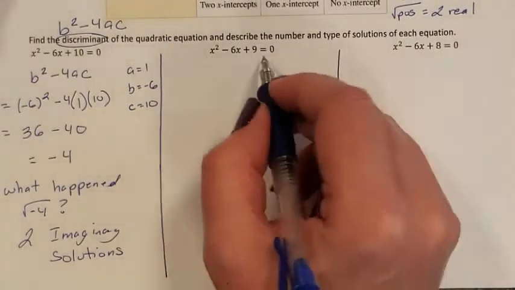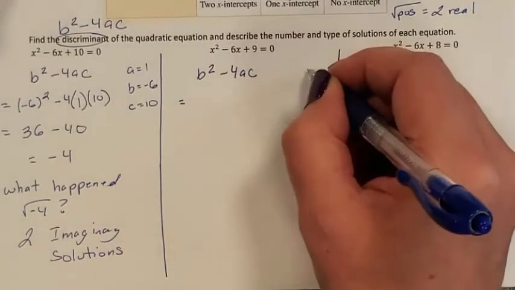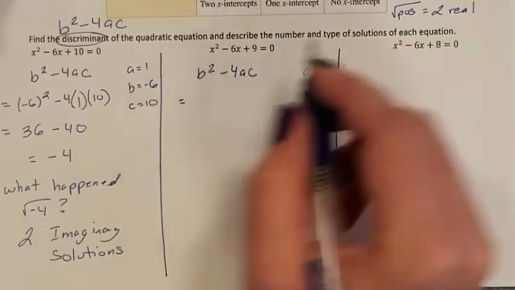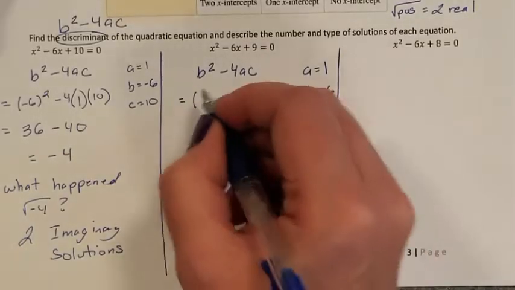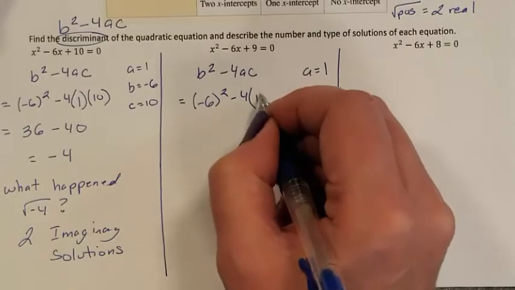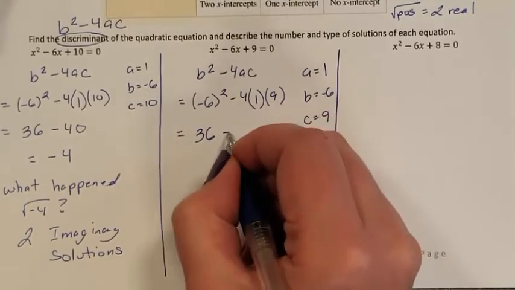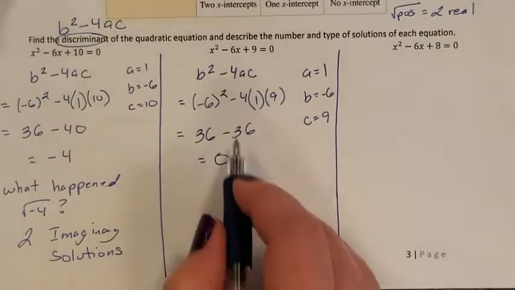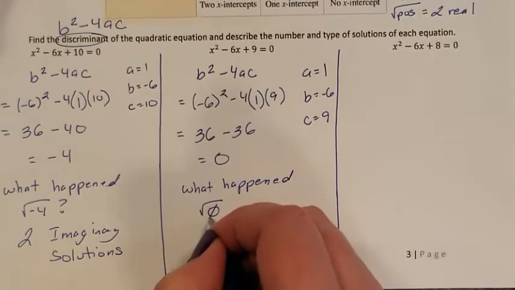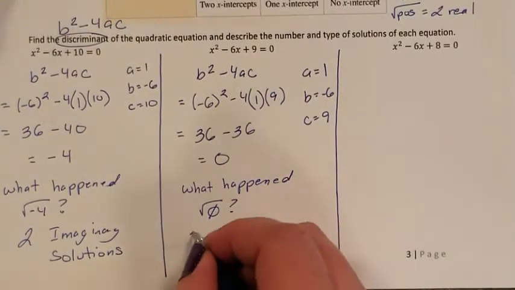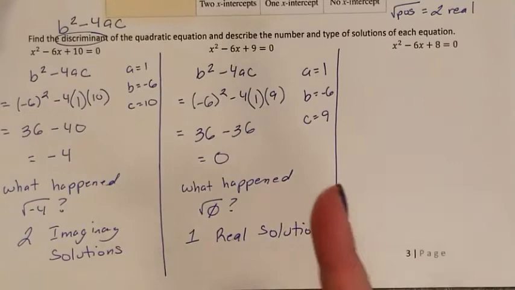Let's look at the next one. I need to find my b squared minus 4ac, the inside of the square root. What would it have been? So my a is a 1, my b is a negative 6, my c is a 9. So I have b squared minus 4 times my a times my c. Negative 6 to the second power is 36. This is 36 minus 36, which is a 0. This is supposed to be the inside of the square root. So if this was the inside of the square root, what would happen if I took the square root of 0? I would end up only getting one real solution, meaning it only crossed the axis one time.